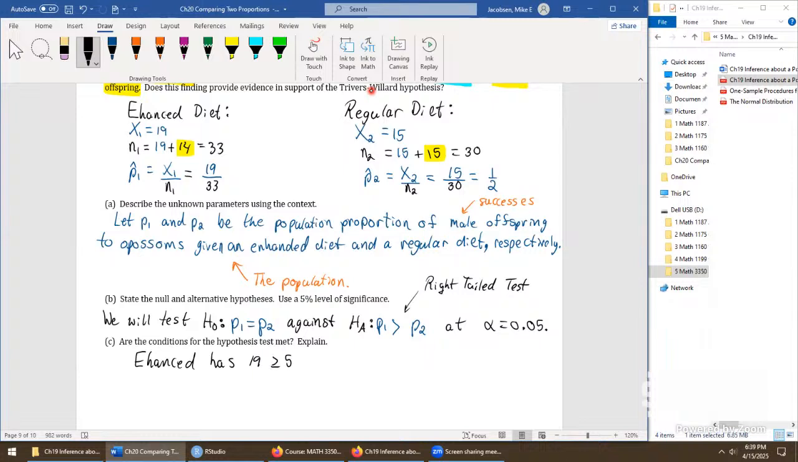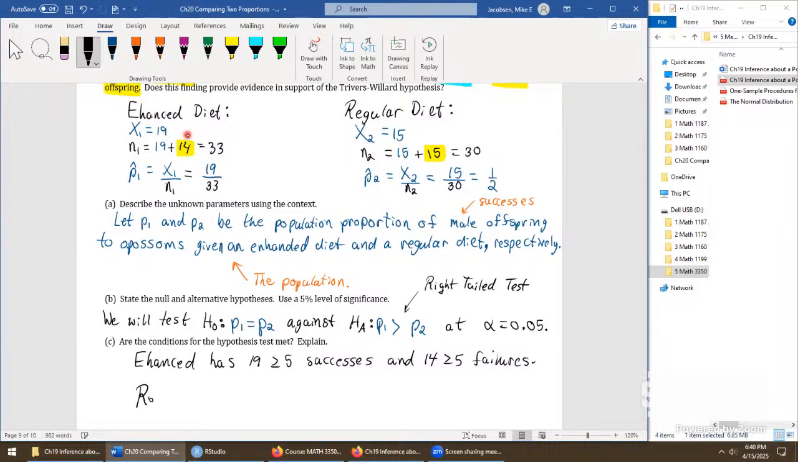That's what we have to pass on this one. Successes, and 14, which is also greater or equal to 5, failures. So that's our enhanced diet. We get the successes from here. We can get the failures by taking 33 minus the 19. Well, the way we wrote it out, it's just the 14 indicated.